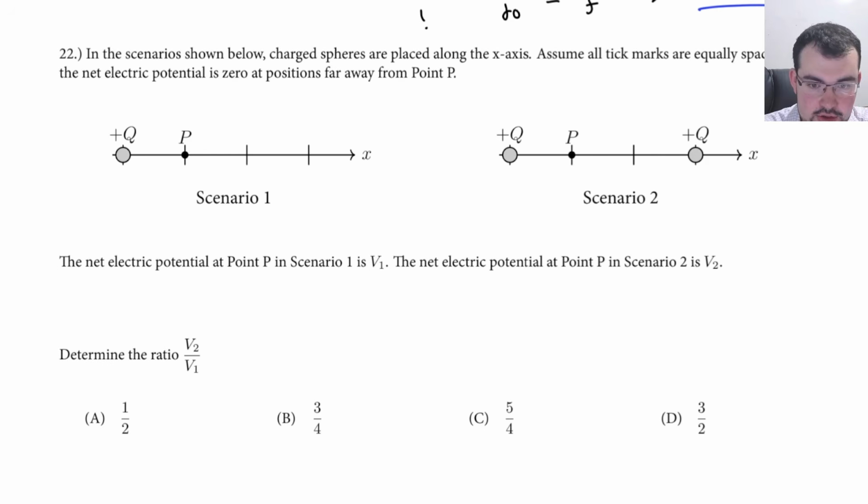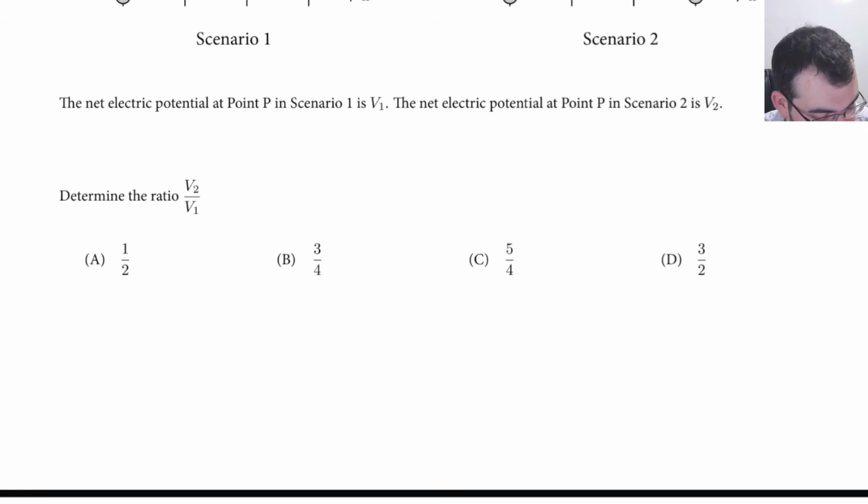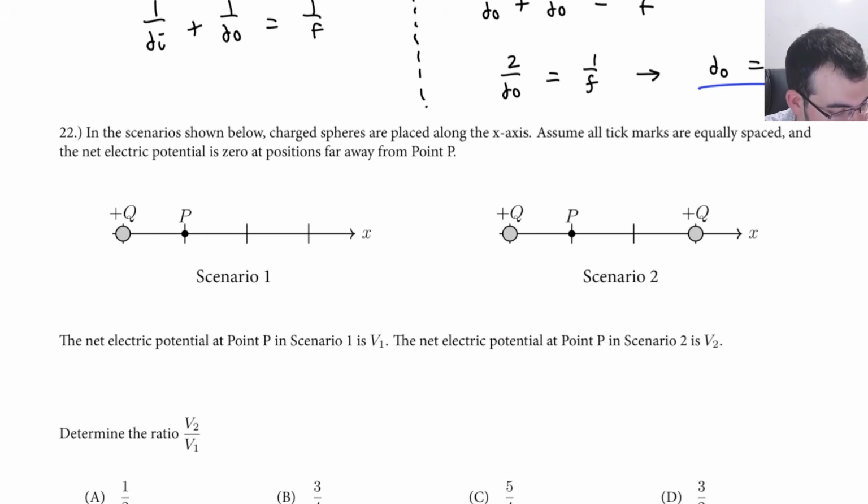All right, in the scenarios shown below, charged spheres are placed along the x-axis. Assume all these tick marks are equally spaced, and potential is 0 far away. Potential at P is V1 in scenario 1, and it's V2 in scenario 2. We want the ratio. All right, so what is V? V is the sum of kQ over r. So let's just do that for each of these.